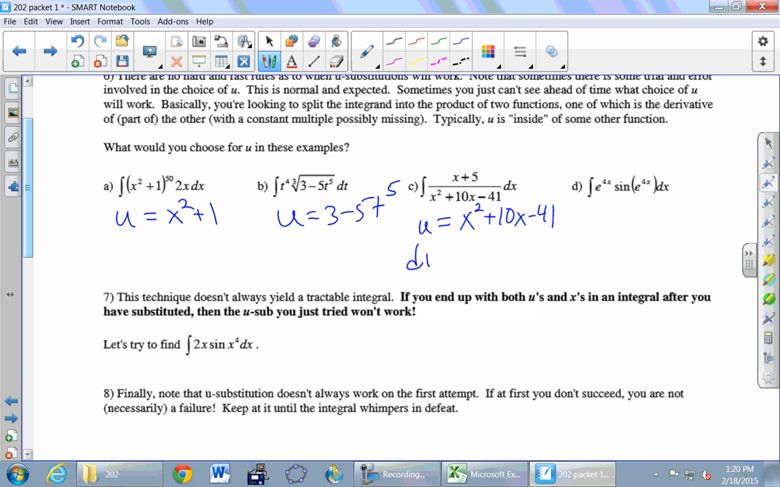What is the derivative here? 2x plus 10. Don't forget we're moving that dx over. Is 2x plus 10 a multiple of the rest of that integral? It is, right? It's just double. And so it's going to work because the stuff that's left over is just essentially du with a constant that we can figure out.